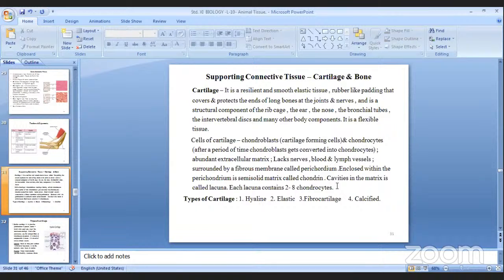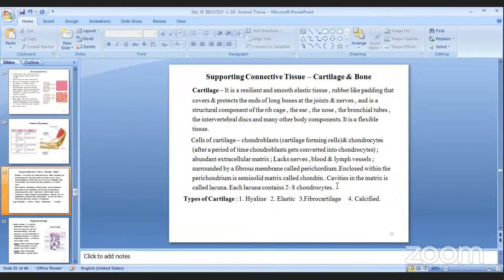Next is the supporting type, that is the cartilage and the bone. The most interesting, the cartilage, is a soft type of supporting tissue, whereas bone is the hard type of supportive tissue. Cartilage is a resilient and smooth elastic tissue, a rubber-like padding that covers and protects the end of long bones at the joints, and is a structural component of the rib cage, the ear, the nose, the bronchial tubes, the intervertebral disc, and many other body components.